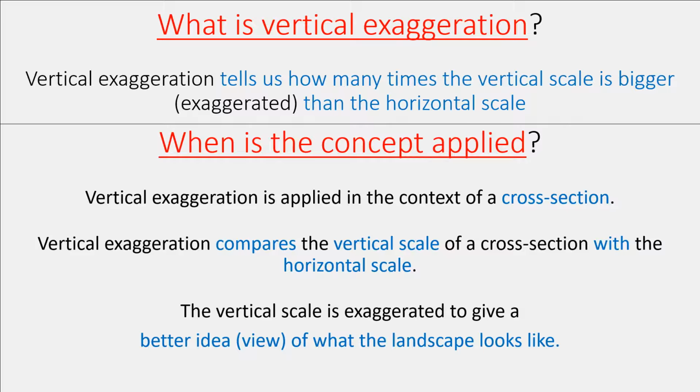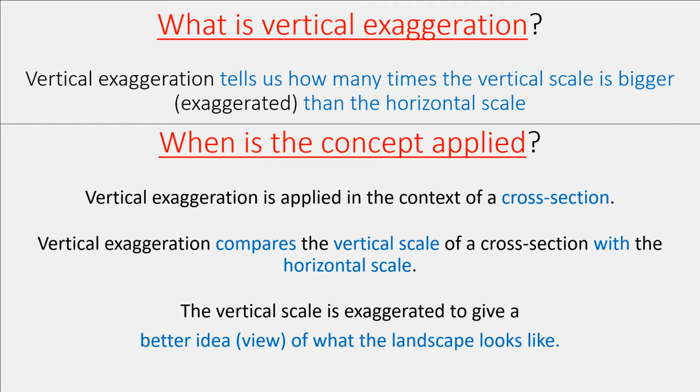Vertical exaggeration tells us how many times the vertical scale is bigger than the horizontal scale. So vertical exaggeration is a comparison between the vertical scale and the horizontal scale of a cross-section, and it tells us how many times the vertical scale has been exaggerated over and above the horizontal scale of a particular map. Hence, in the final answer to a vertical exaggeration calculation, the word times has to be used.